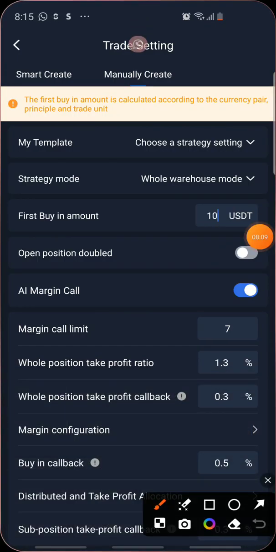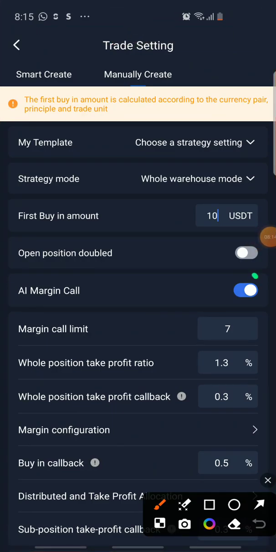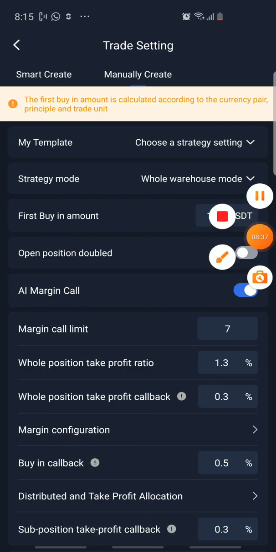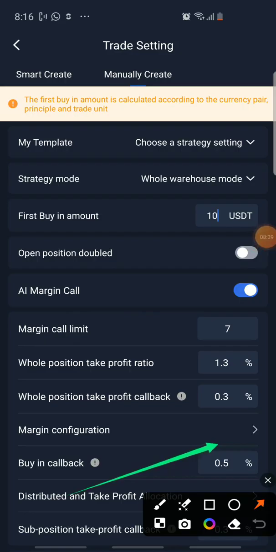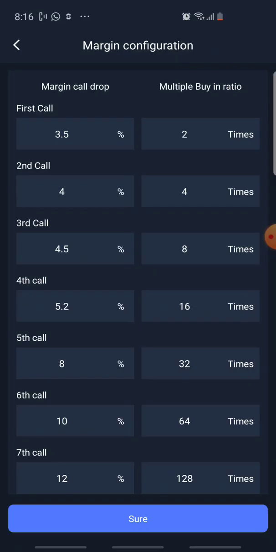Here, open position WD is always off. AI margin calls can be either off or on depending on what you want. Now we have what we call the margin call limit. That's where the remaining capital is bought from. The bot has 7. Let's consider 7. If there are 7, when you click under margin configuration here, you find there are 7 positions.